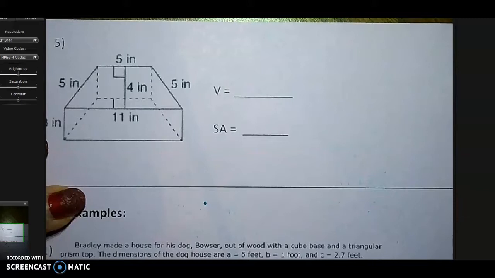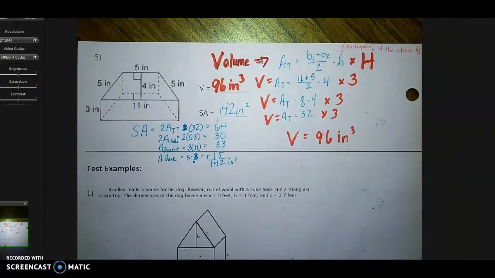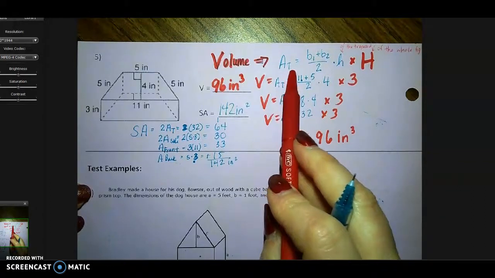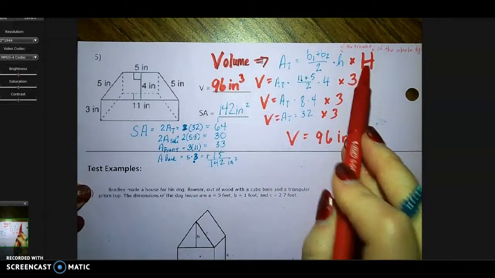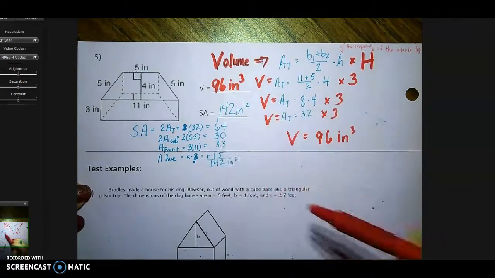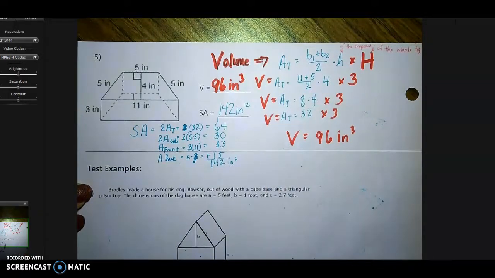I'm going to pause, do it, and then have you turn it back on to check it out. Alright, so go ahead and pause this video and check out the work that's going on up there. We had to find an area and then use that area of the bases times the height to find the volume. And then over here we've worked out the surface area. So go ahead and pause it and check those out.